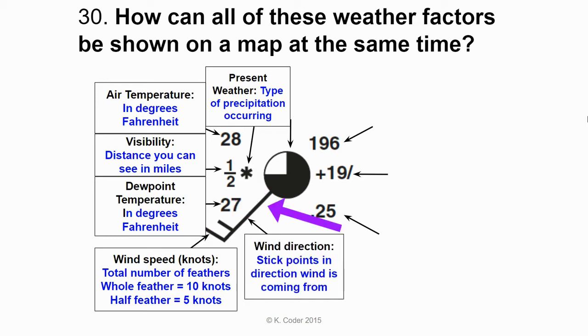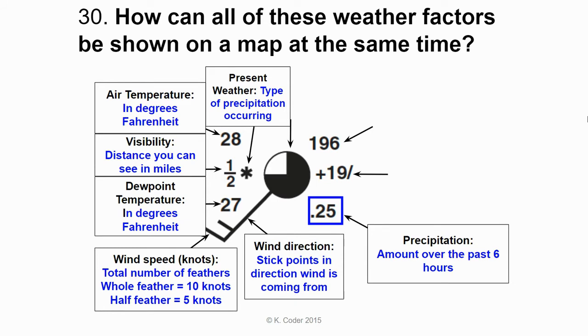After that, we have this stick, which indicates the wind direction. Now, the stick points in the direction the wind is coming from. Because remember, ladies and gentlemen, we always name winds on where they're coming from and not where they're going to. Next on our list is this number right here, which represents precipitation. And this is the amount that occurred over the last 6 hours.